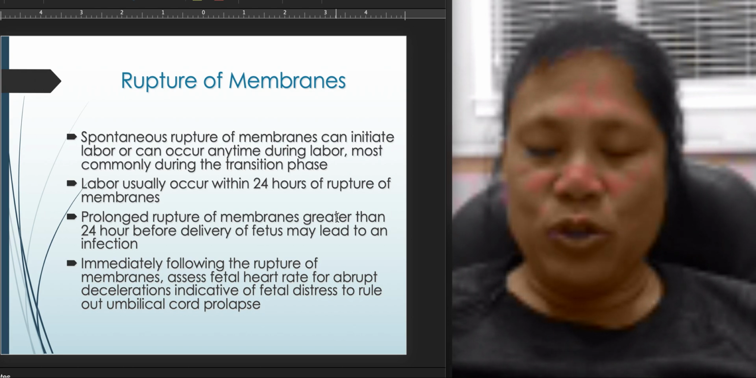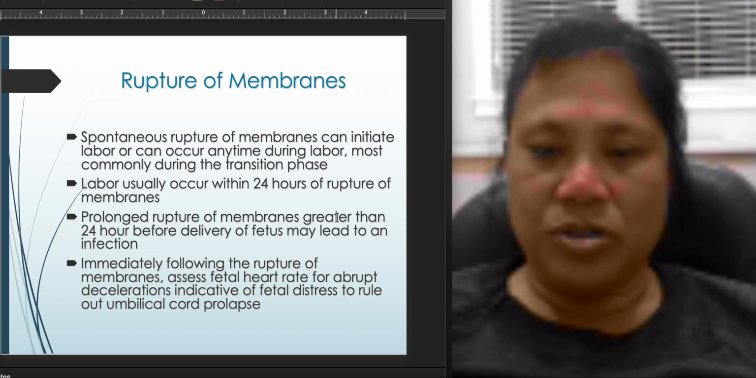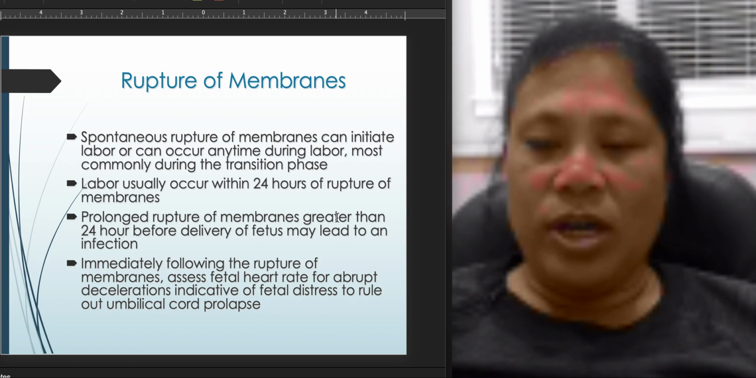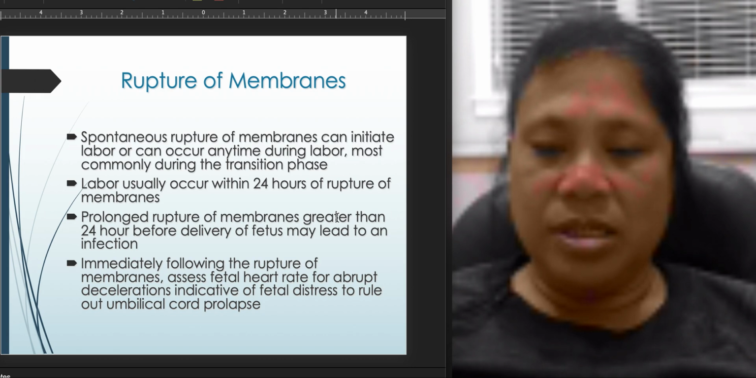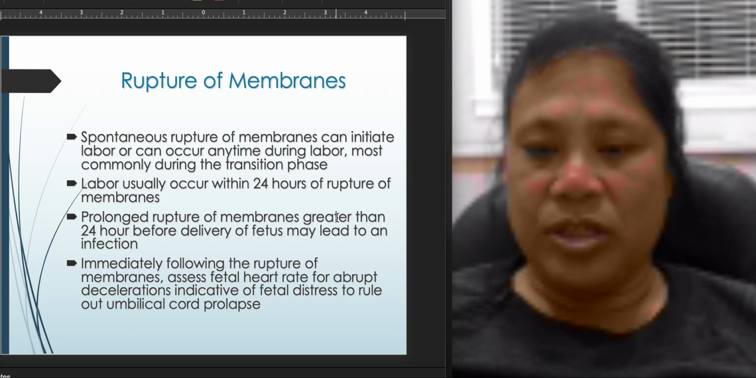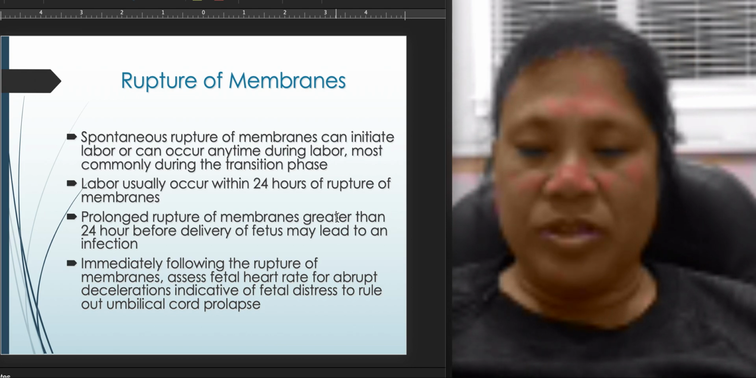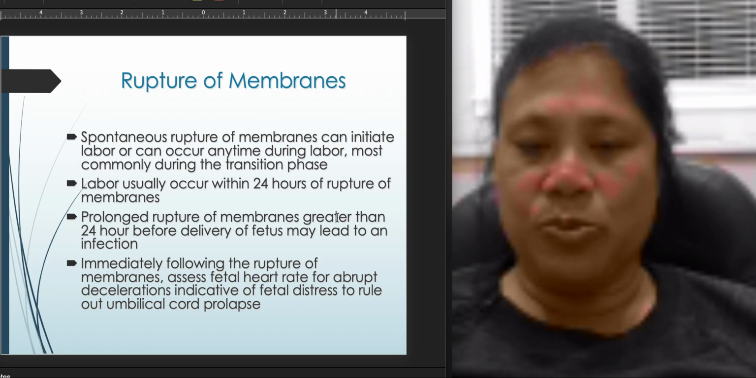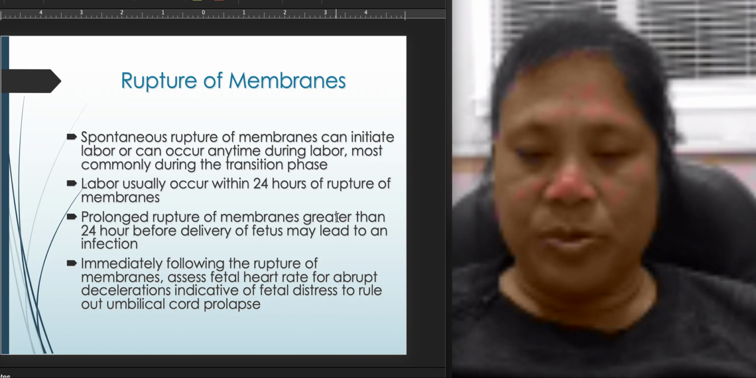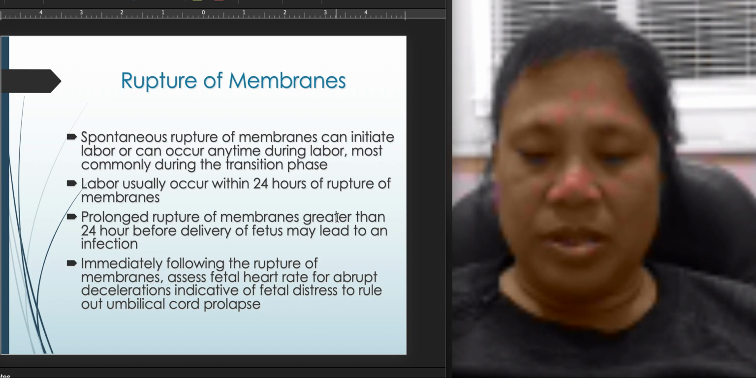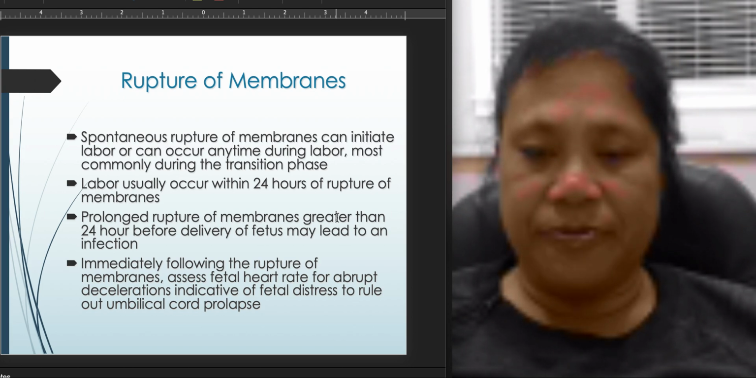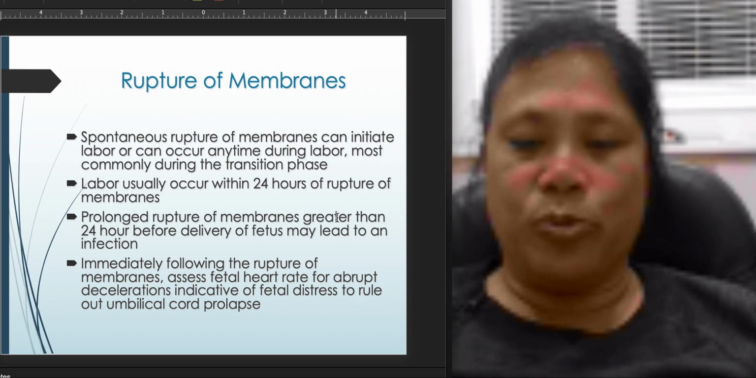So when she ruptures her membranes, either artificially by the physician or the midwife, or spontaneously, you have to note the time they ruptured, the amount of fluid you see, the color, and also if there's any odor. This all needs to be documented. After that, you should assess the fetal heart rate, because sometimes when they rupture the membranes, you might see an abrupt deceleration. Usually it resolves itself after the event, but beyond that, you should always continuously assess the fetal heart rate, especially when they're ruptured.